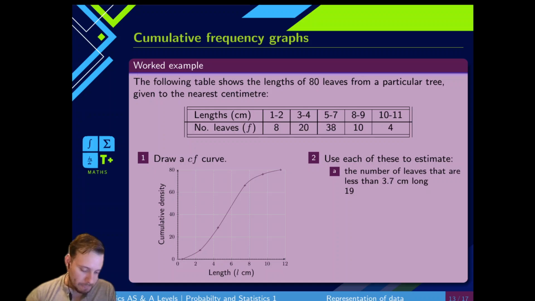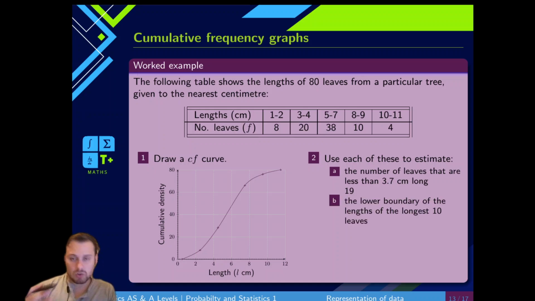Another estimation that we can do is to find the lower boundary for the longest 10 leaves. I know that the longest 4 leaves are between 9.5 and 11.5. Remember that this is not the actual classes. The actual class is from 9.5 up to 11.5. But I want the longest 10, and if I include this, then I have 14. So let's see how we can use the diagram to find the longest 10.